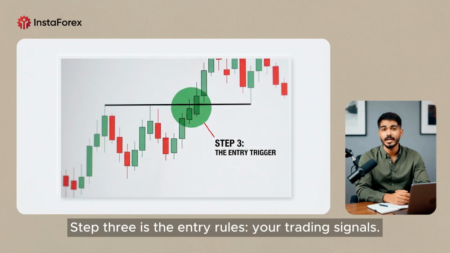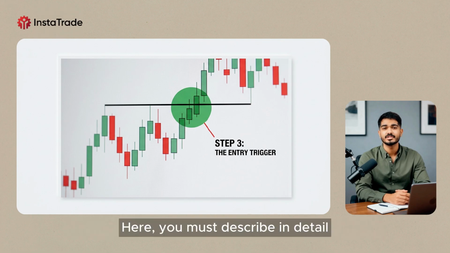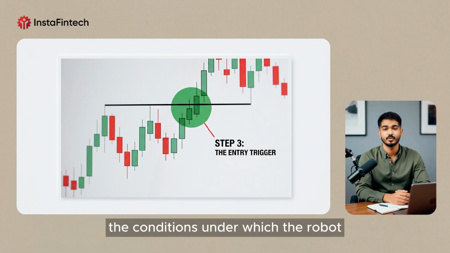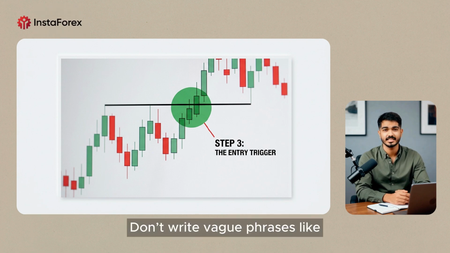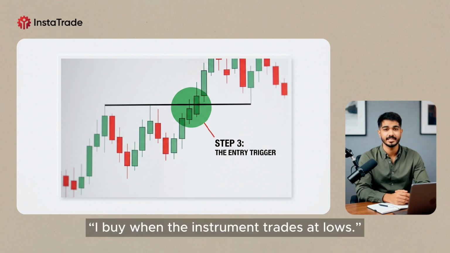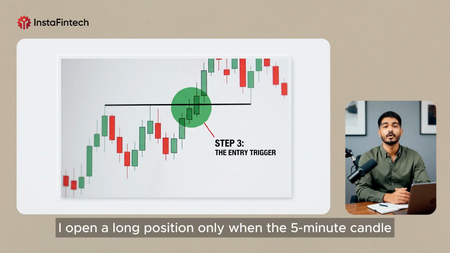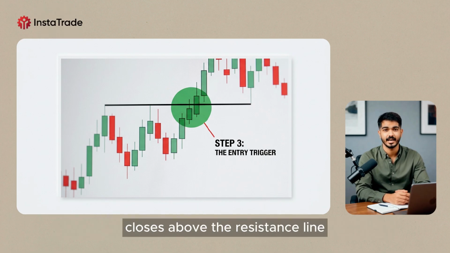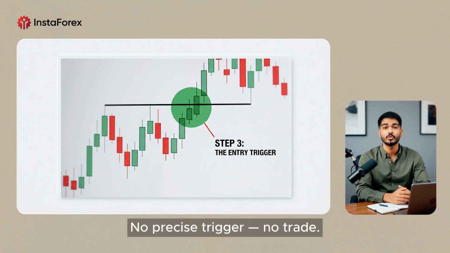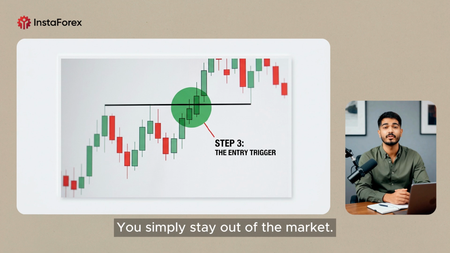Choose one. Step 3 is the entry rules, your trading signals. Here, you must describe in detail the conditions under which the robot or you will press the buy button. Don't write vague phrases like, "I buy when the instrument trades at lows." Your strategy must state clearly, "I open a long position only when the 5-minute candle closes above the resistance line and trading volume at that moment increases by at least 20%." No precise trigger, no trade. You simply stay out of the market.